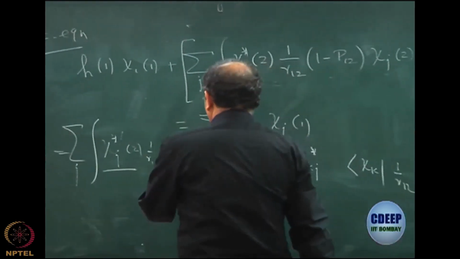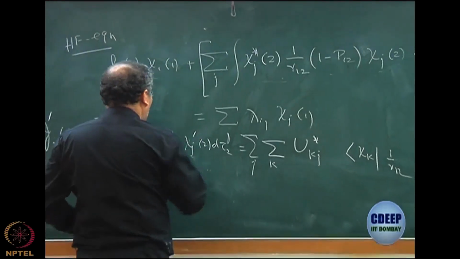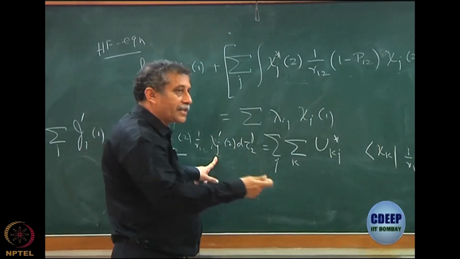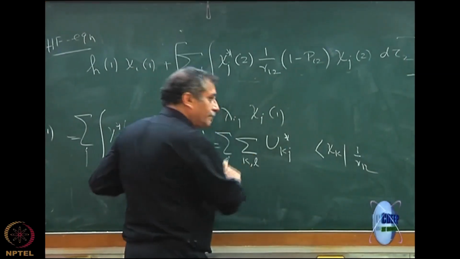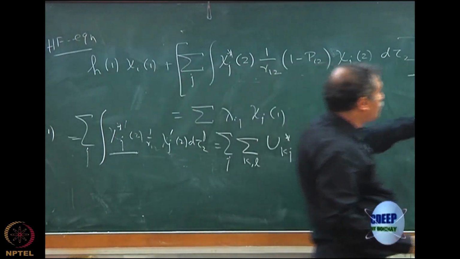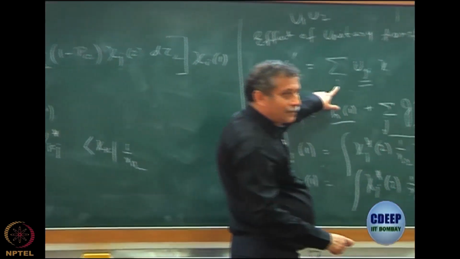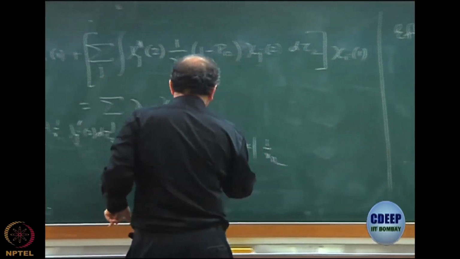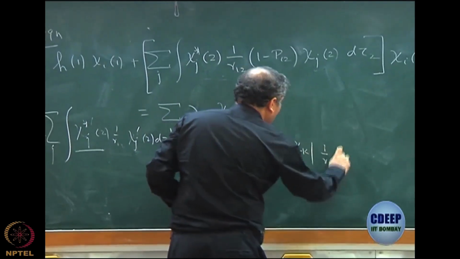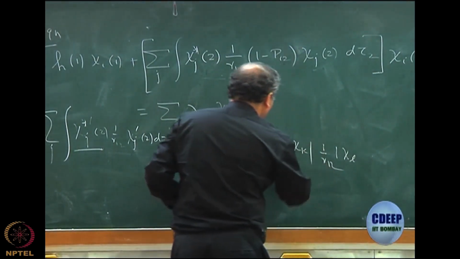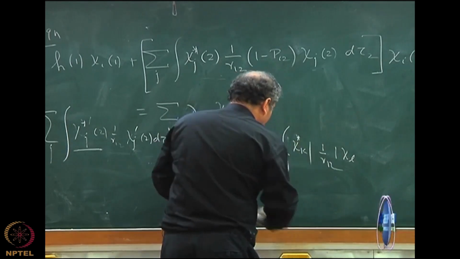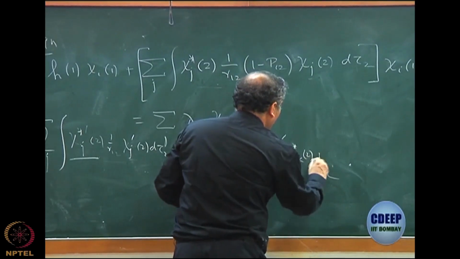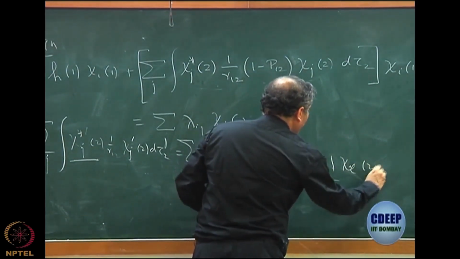Then the next is chi j prime 2. Although this is also j, I have to re-expand this. So to re-expand this, I have to bring in a sum over L. And now I am going to write chi j prime with a sum over L. So it will become u Lj chi L. Or I can write in the same manner integral that we are used to: chi i star 2, 1 by R12, chi L d tau.